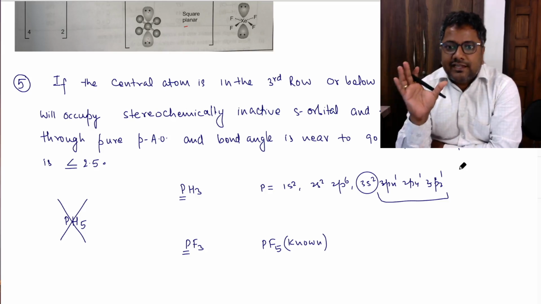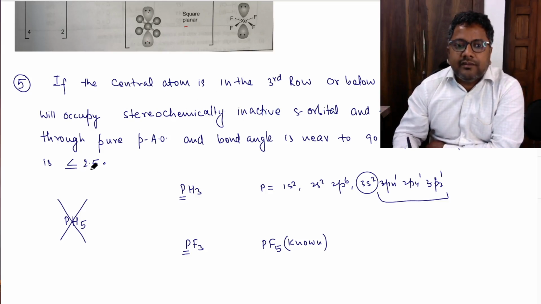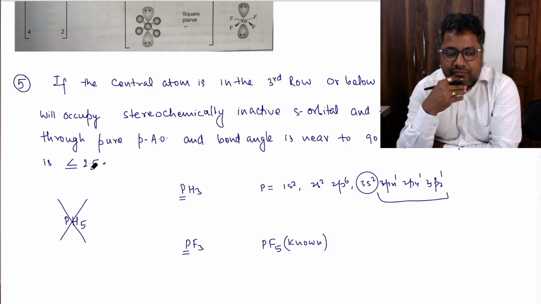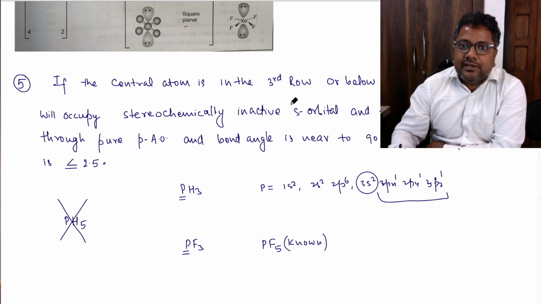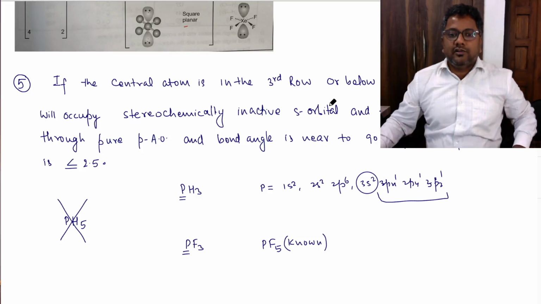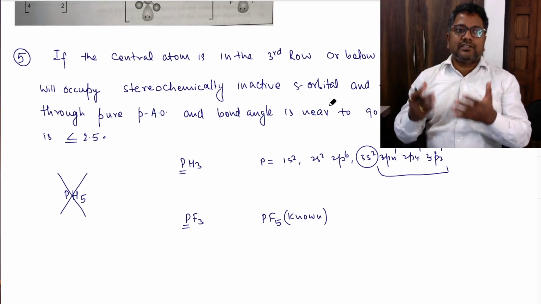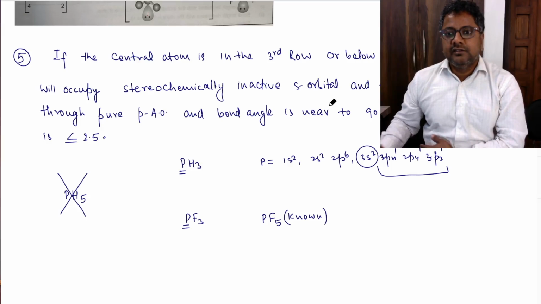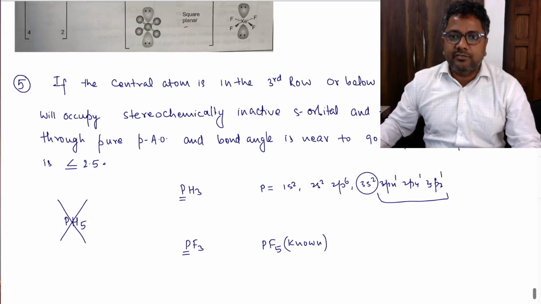It suggests that this statement is very true: if the electronegativity of the substituent is less than 2.5, then there is no hybridization in the central atom if it is in the third row or below in the periodic table. That's why, as I have already told you, in examples like H2S, H2Se, H2Te there is no hybridization, right? So dear students, this is all about the VSEPR model.